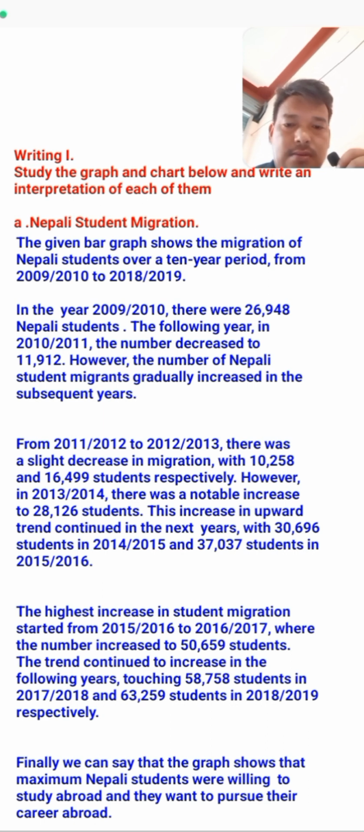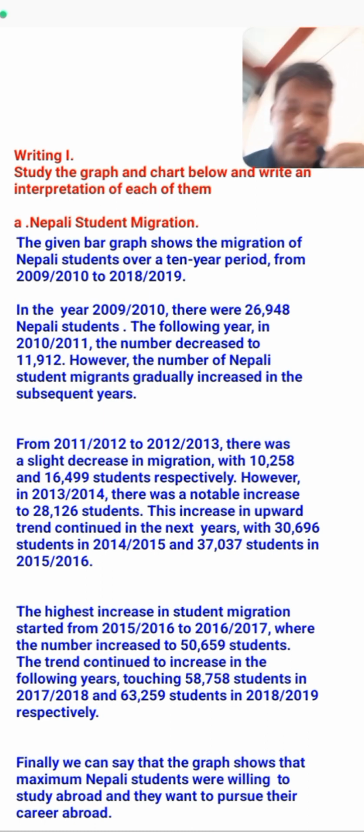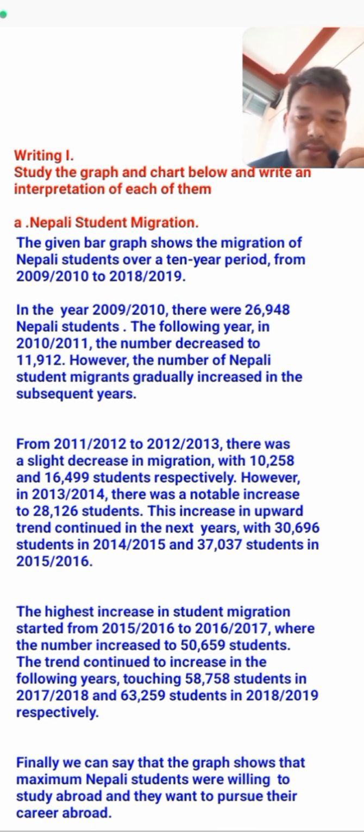We can conclude that this graph shows that the maximum number of students are willing to study abroad, and they want to pursue their careers abroad. So this is what we interpret from graph 1, and it's a bar graph. And the next one, students, have a look at the next one.